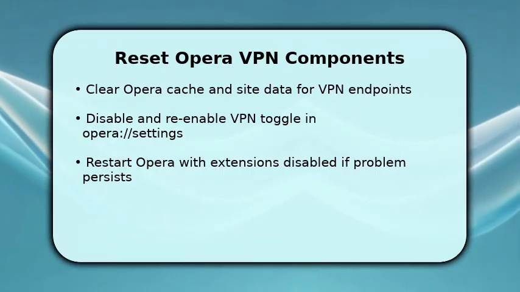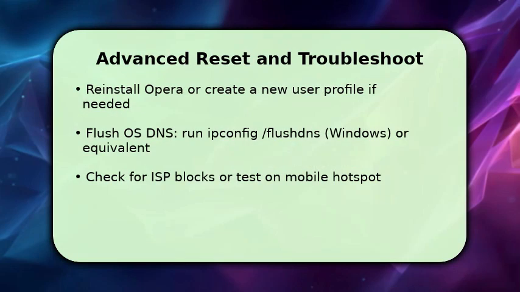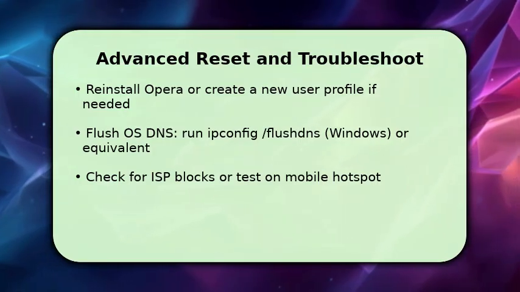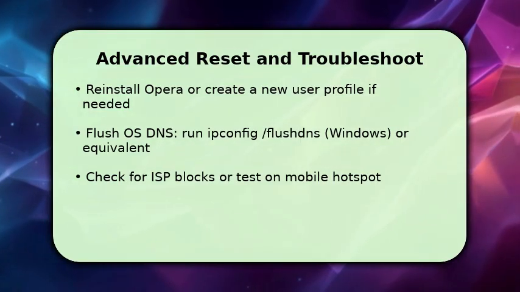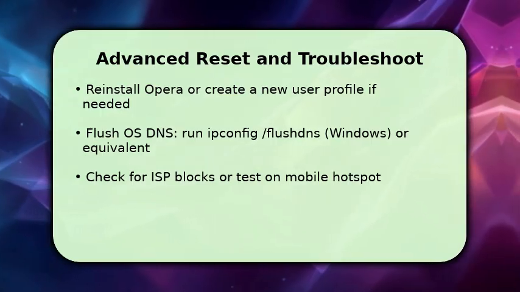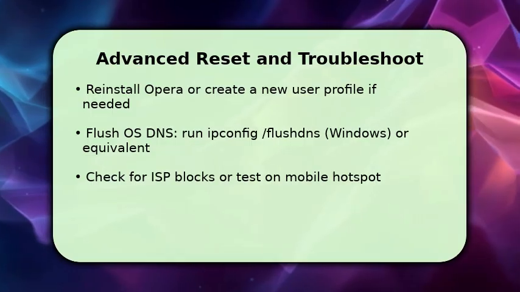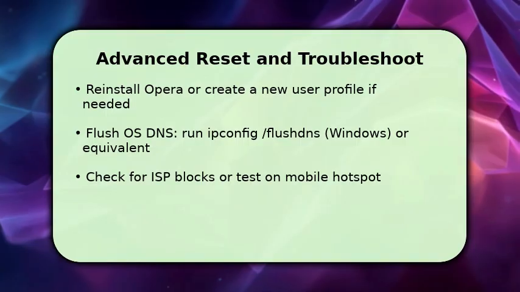To finish, perform an advanced reset. Create a new Opera profile or reinstall the browser to restore default VPN settings. This removes persistent corruption. Next, flush your OS DNS cache to eliminate stale host records. Run ipconfig /flushdns on Windows or the equivalent on macOS/Linux, because DNS issues can make the VPN appear down.